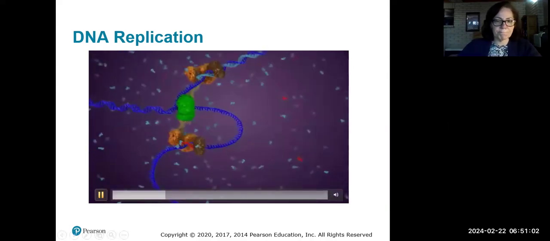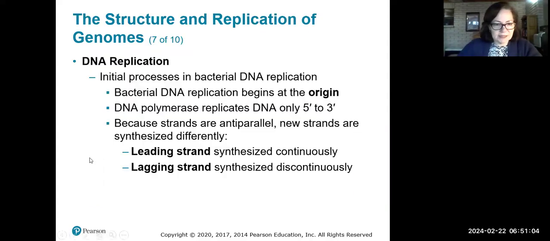Many proteins work together at the replication fork. Oh my goodness.